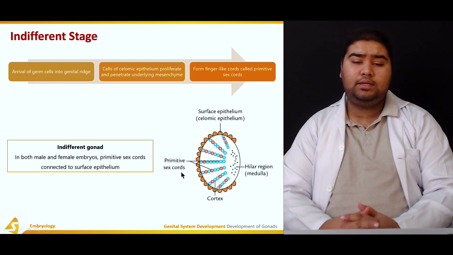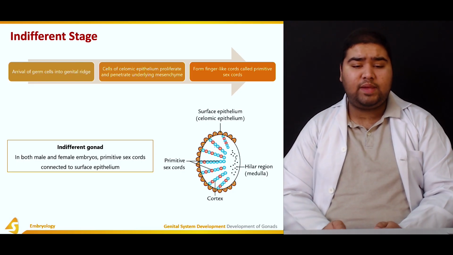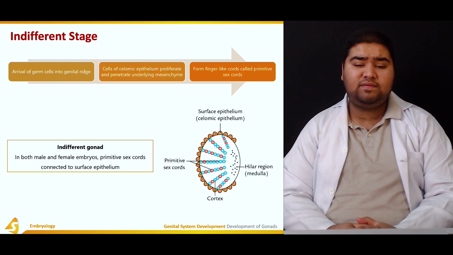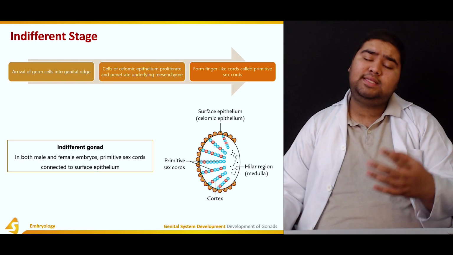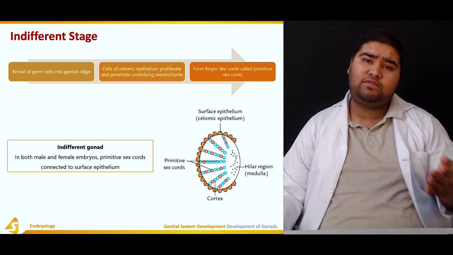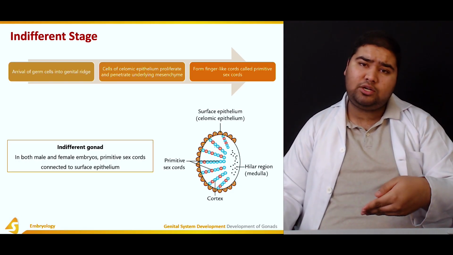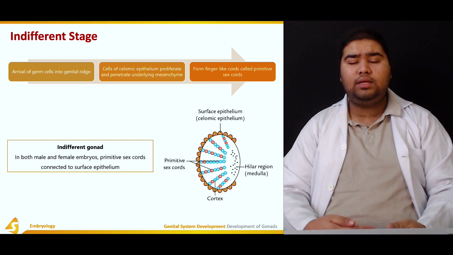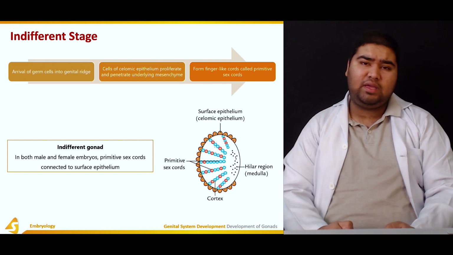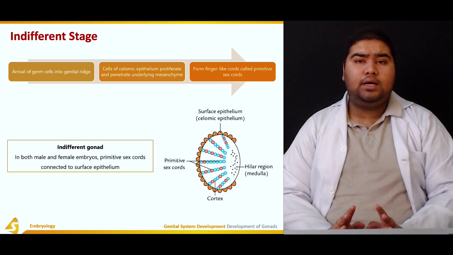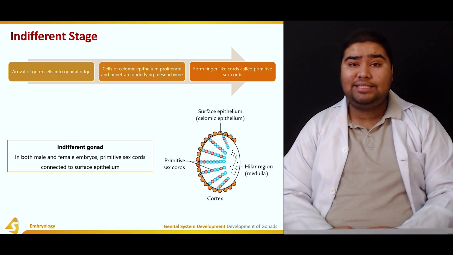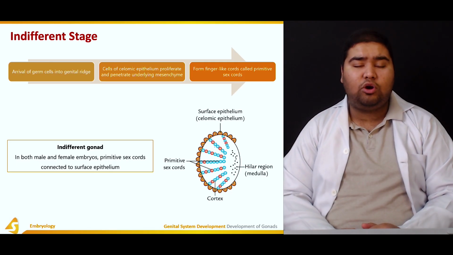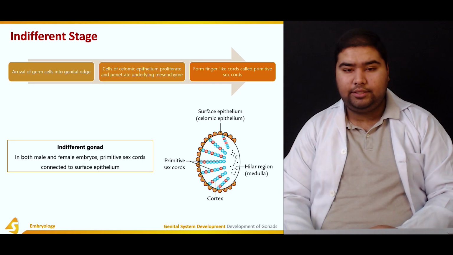Now, in both male and female embryos, the primitive sex cords are connected to the surface epithelium, because these are actually the proliferations of the surface epithelium which penetrated into the mesenchyme. So both in the male as well as the female embryo, these sex cords are connected to the surface epithelium. At this point in time, the sex of the fetus cannot be determined.